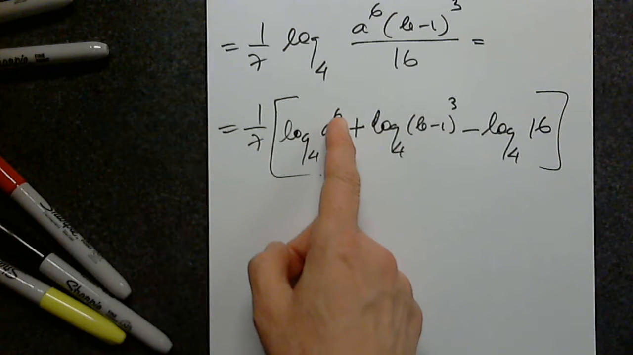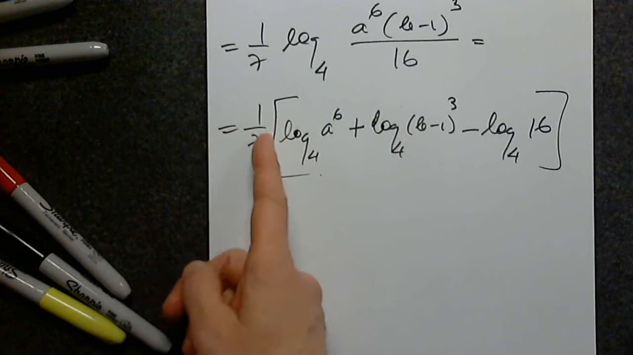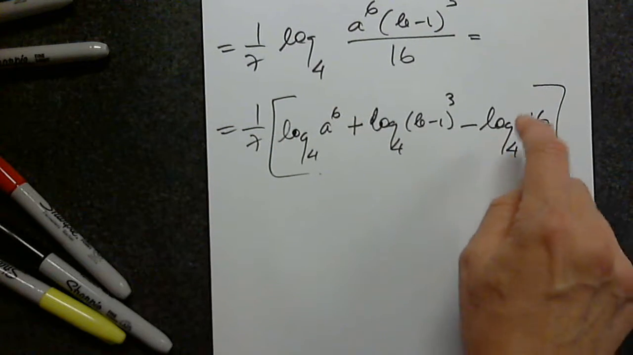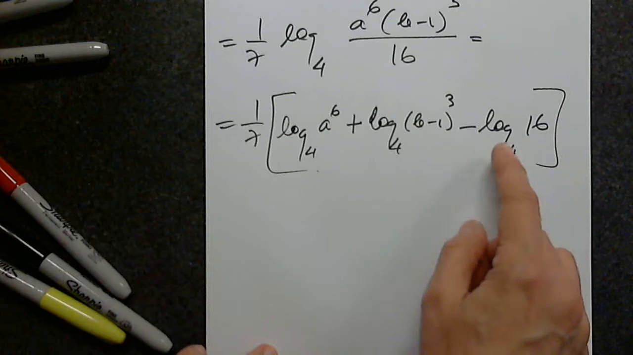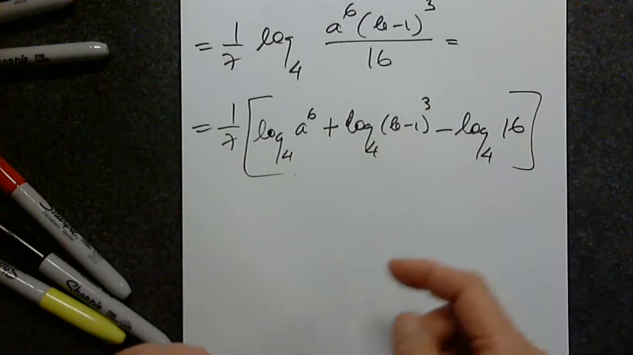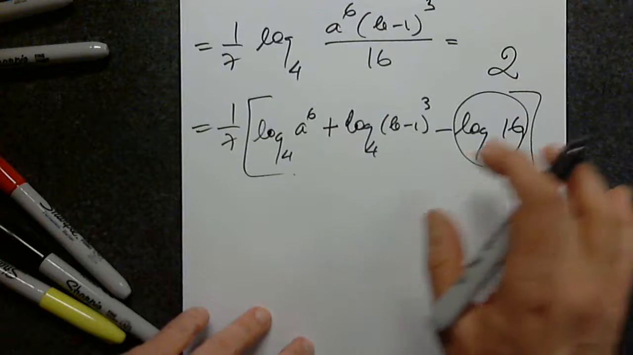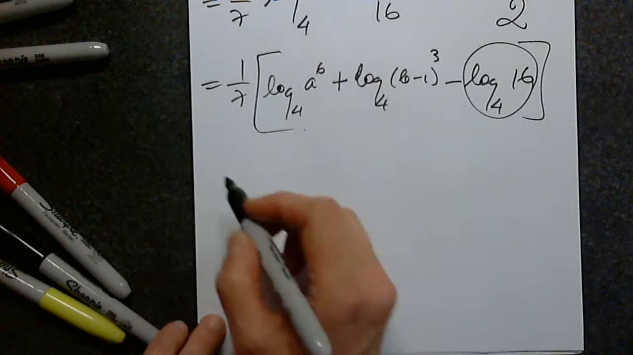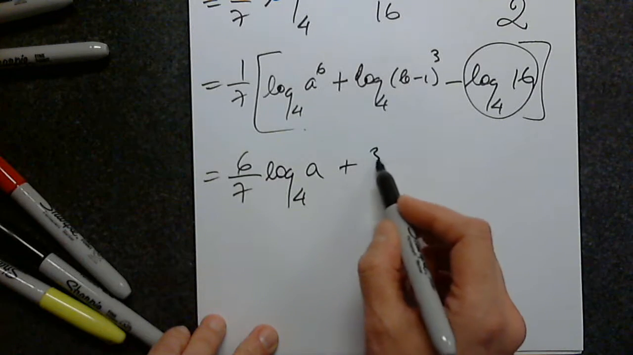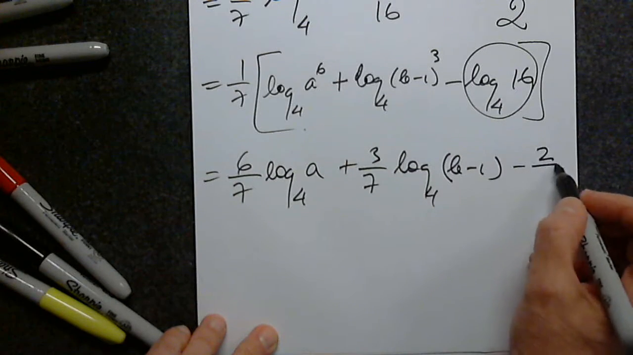So now I have a power, which I know what's happening here with the power. If I have a to the 6th, the power comes in front as a factor, multiplies log. Same thing here. Now I would like to be able to determine this if possible. 4 raised to which power is 16? 2. So you can replace this by 2. 4 to the 2nd power is 16. So then 6 over 7 log base 4 of a plus 3 over 7 log base 4 of b minus 1 minus 2 over 7.